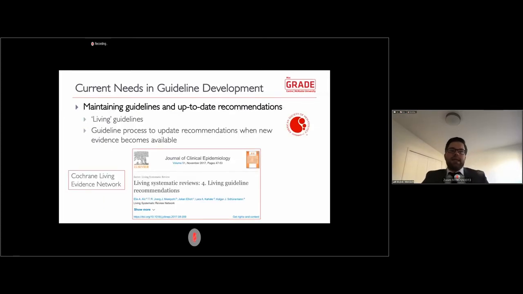So the other aspect and current need in guideline development is that for maintaining guidelines and up-to-date recommendations. And here is where the concept of living guidelines comes into play and is a fairly recent development over the past few years for producing guidelines and implementing a guideline process to update recommendations when new evidence becomes available. And here I've highlighted one publication that gives some information and considerations for living guideline recommendations from the Cochrane Living Evidence Network.